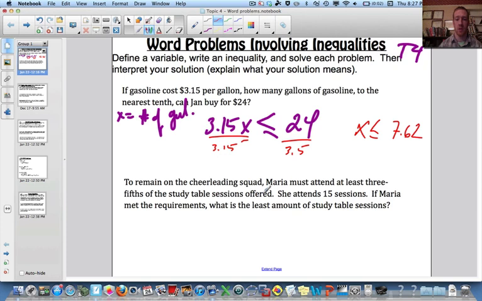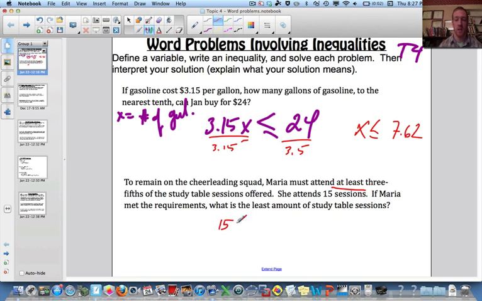So to remain on the cheering squad, Maria must attend at least 3/5 of the study table sessions offered. So she attends 15 sessions. If Maria met the requirements, then what is the least amount of study table sessions? So she did attend 15, and that was the minimum.